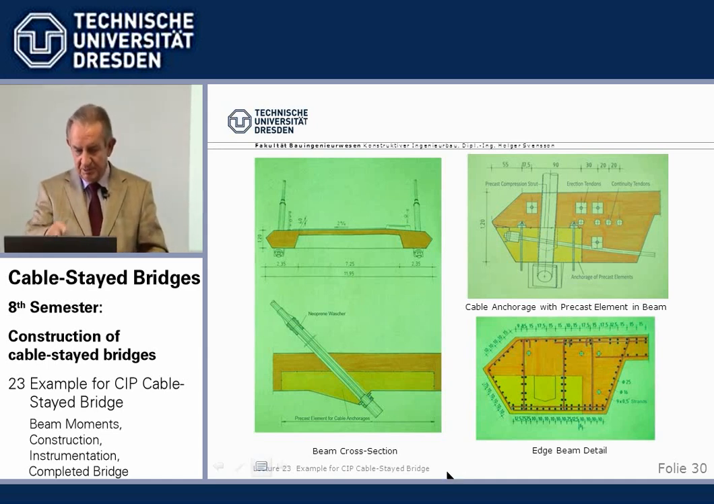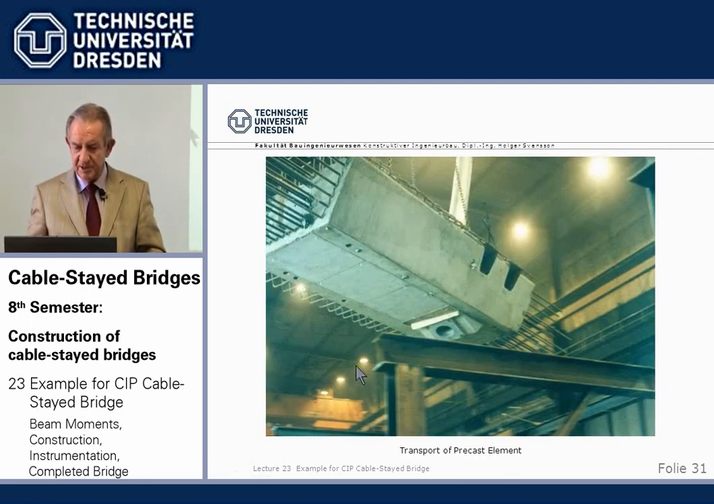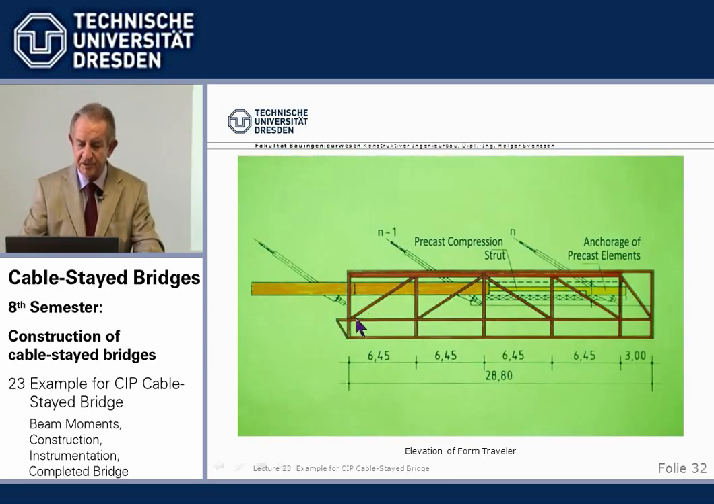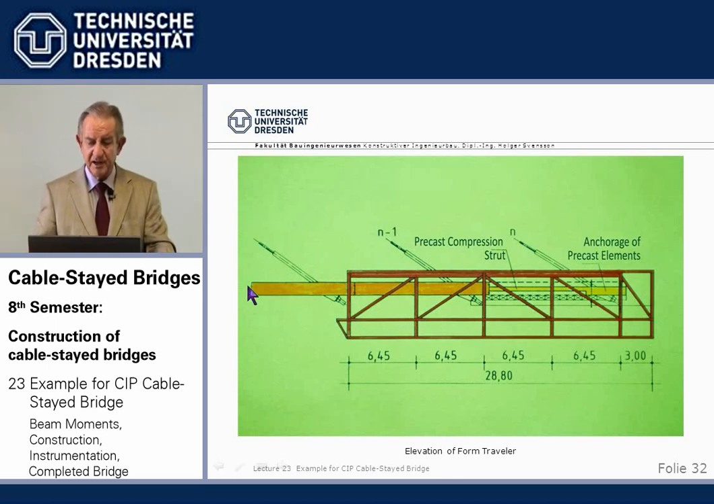Now, here we see such a precast element. Here will be later the stay cable anchor head coming through, and those are the pockets, the cutouts for the transverse post-tensioning. Here we have an elevation of the formwork traveler, the already completed beam, the new beam, the lower form. There we have the precast element which we bolt to the lower form, and then we have still one little problem.